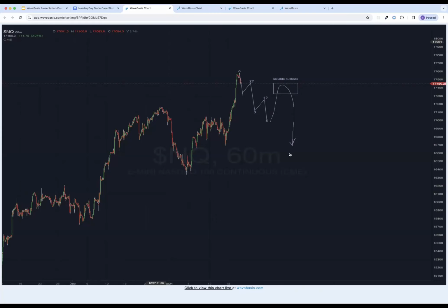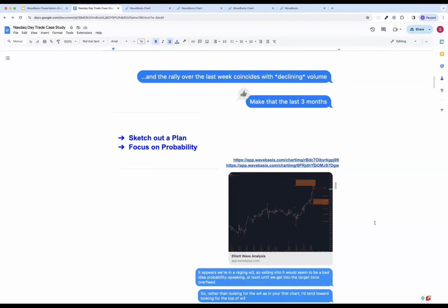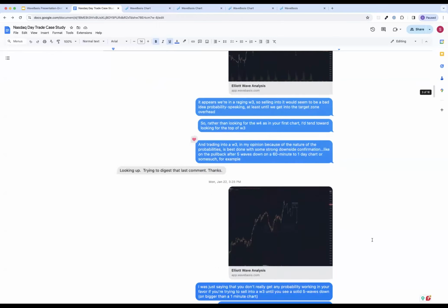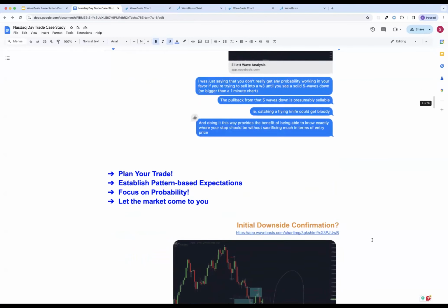5 waves, 3 up, generally leads to 5 more down. That's the nature of the probabilities, and that's one of the beauties of Elliott Wave analysis. After 5 waves and a 3-wave pullback, it gives you a high probability opportunity to trade in the direction of that initial 5-wave move. Zach also touched on that. That's at the core of Elliott Wave analysis. So based on that, he decided to sit tight for a while.